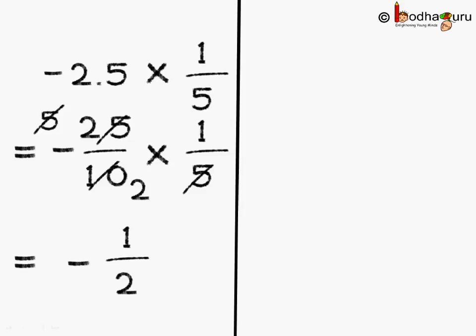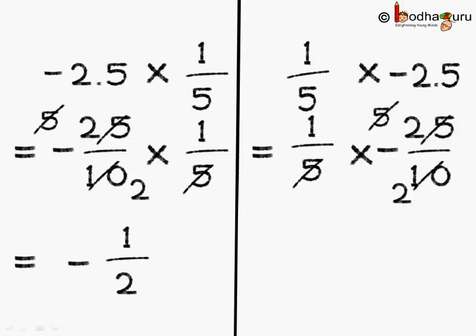We get 1 by 5 multiplied by minus 2.5. This becomes 1 by 5 multiplied by 25 by 10. Again we reduce it here. So 5 ones are 5, 5 fives are 25. Further reducing it, 5 ones are 5 and 5 twos are 10. So we get the answer as 1 by 2.